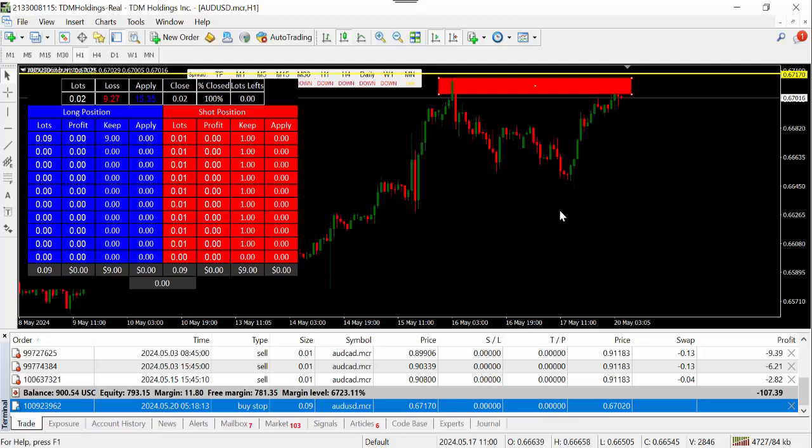You can do this once in a day. You check your account once in a day. You don't need to stay on your computer 24/7. Remember what I did here? I just put 0.09 buy side. I just put it on pending order.